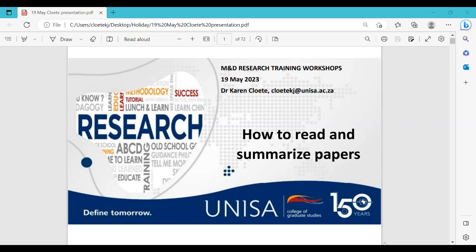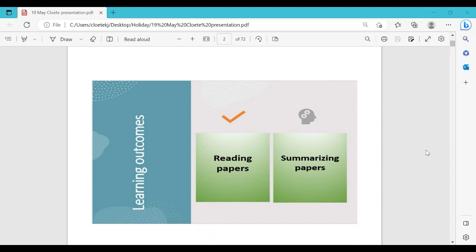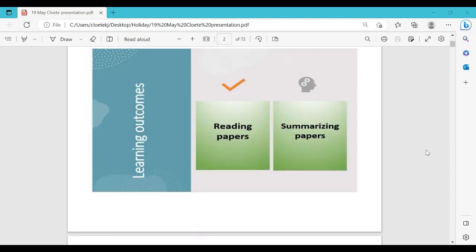I hope you enjoy today's session that will mainly be focused on how to read and summarize papers. Let me just move this window out of the way. Right, so let's look at the learning objectives today. Today we'll be learning how to read papers and also how to summarize papers.